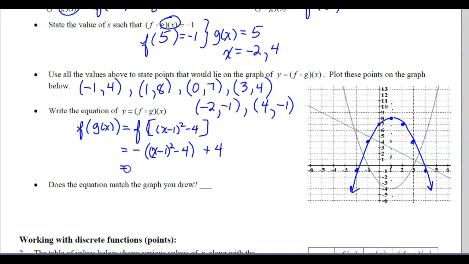So let's keep it in factored form because we want to check it with our graph. We expand out the negative. That stays negative. That'll be positive 4 plus 4 is 8. Okay, so this says the vertex is 1, 8. Let's check. 1, 8. Yeah, that's our vertex. That says it opens down, no stretch, and it matches. Okay.